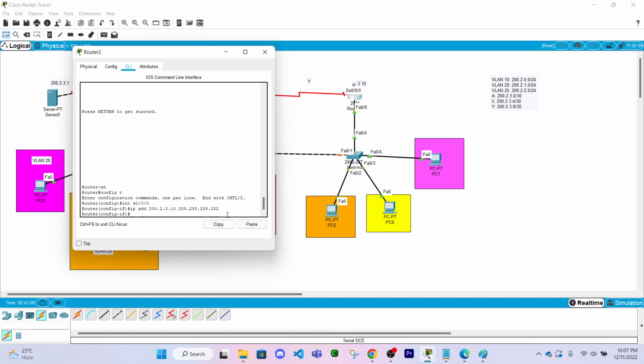Enter. Then no shut. No shut. Enter. So this port has changed to down, and this time too it is down as it is. When we configure both sides, then the state will be up.